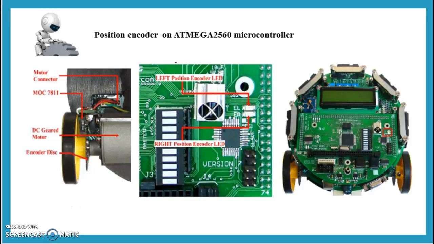Here we are using a Firebird 5 Atmega 2560 microcontroller. If your robot has 2 wheels, you require 2 position encoders, and if your robot has 4 wheels, you require 4 position encoders, and so on. The position encoder disk is mounted on an axle of a wheel. As the axle rotates, the disk rotates and gives pulses. When the left position encoder counts a pulse, the left position LED glows. When the right position encoder counts, then the right LED glows. The figure shows the position of the LEDs on the Atmega 2560.